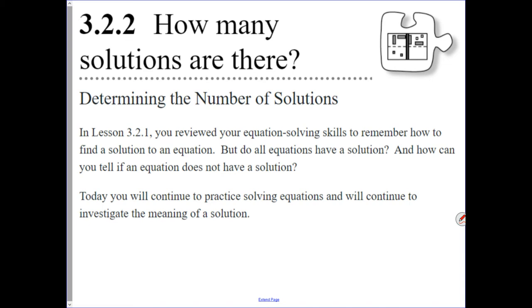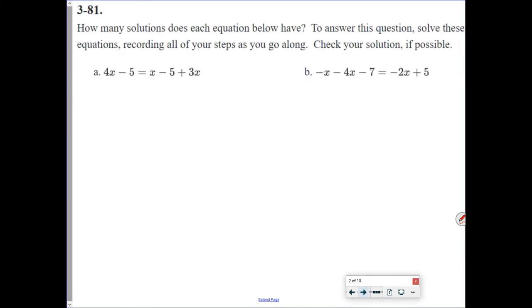So that is really one of the key skills we're focusing on this section: solving equations. You have hopefully gotten more comfortable. If you are not comfortable with solving equations, please make sure you talk to me so we can practice this a little bit more, okay?